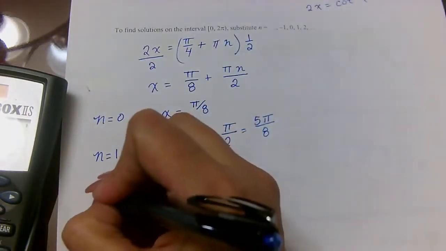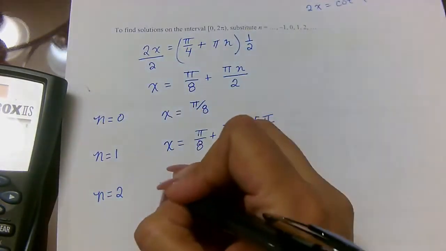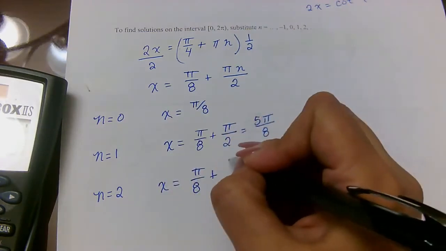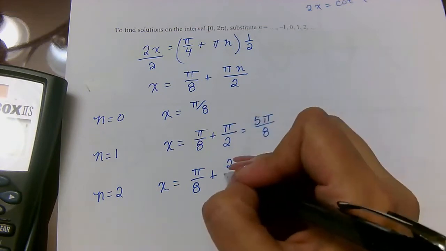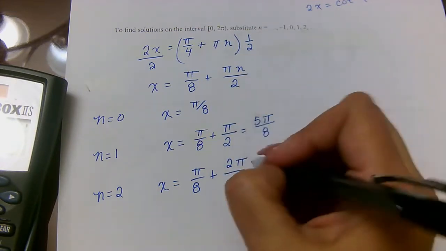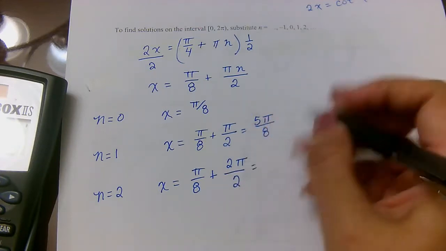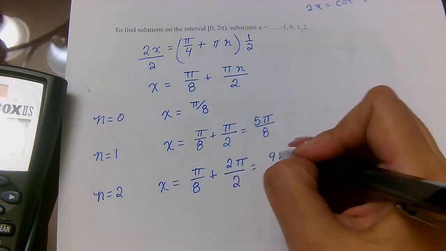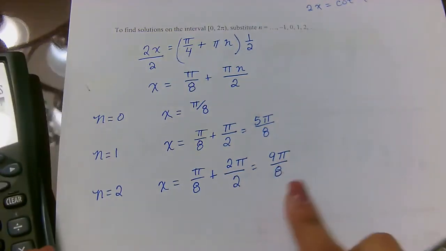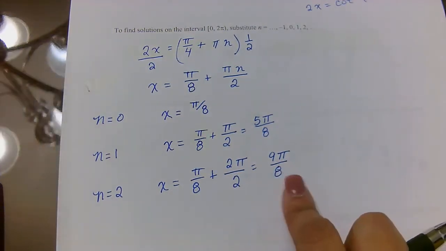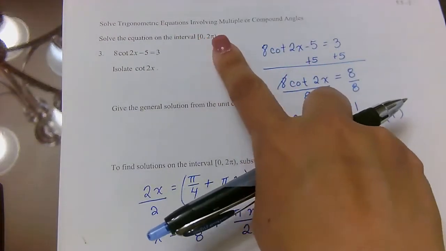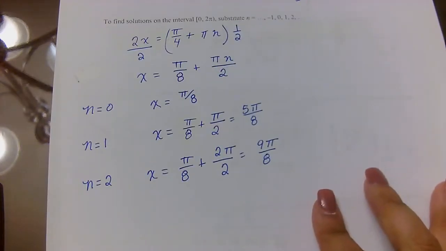Let's say n is equal to 2. Then x will equal pi over 8 plus 2 pi over 2. All I did was substitute the 2 here. And then I'm going to get 9 pi over 8. Okay. 9 pi over 8 is still within the interval of 0 and 2 pi, so I'm going to keep going.